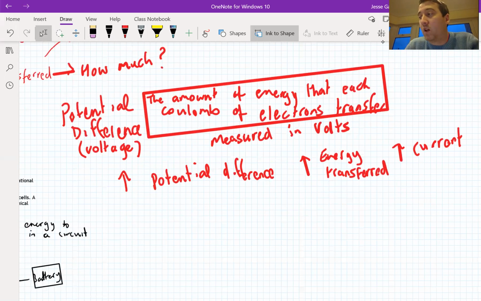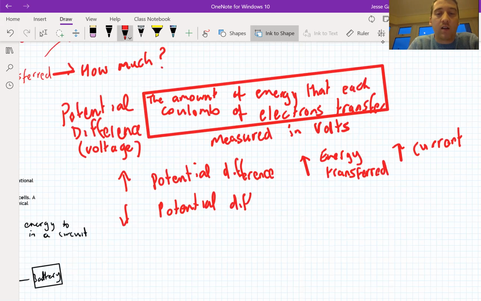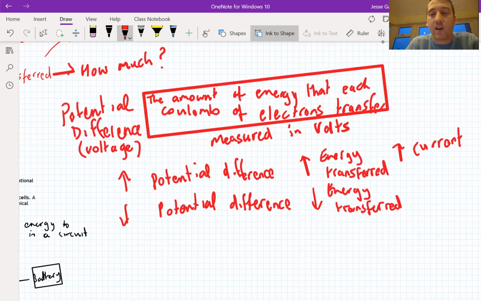So what would happen then if I have a low potential difference? Well, if I have a low potential difference, then I'm going to have less energy transferred. And if each coulomb is carrying less energy, then they're going to go slower. And that means we're going to have a lower current. Okay, so they do have knock-on effects.